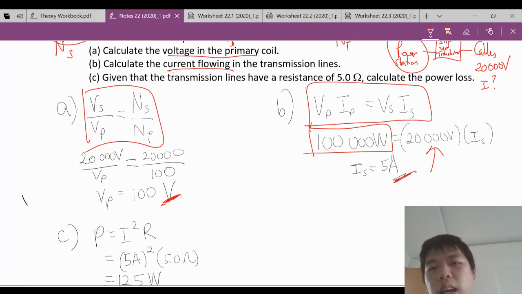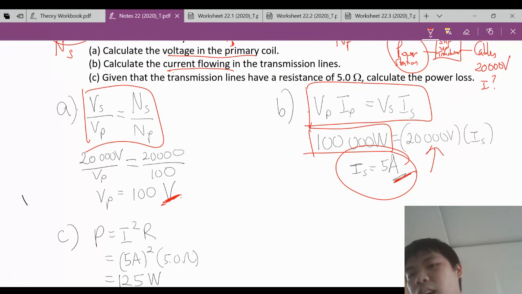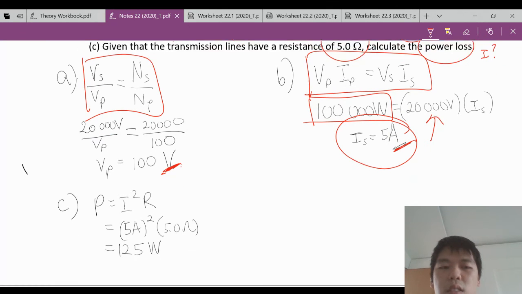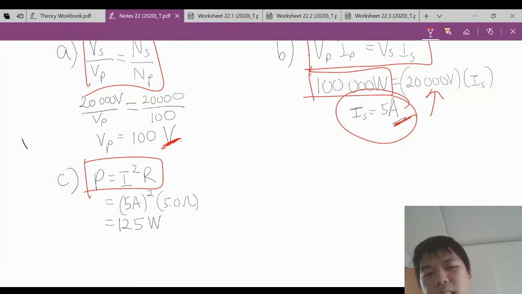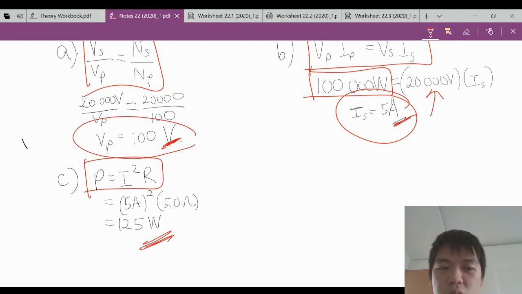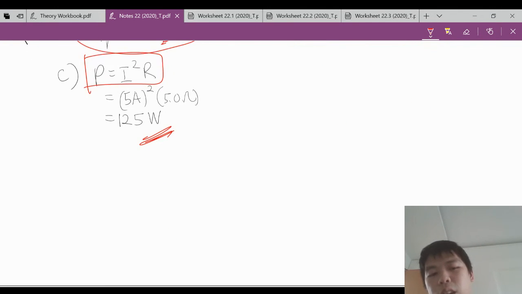So they say, in this case, you know your current. Can you calculate the power loss if you have this current and your cable has 5 ohm of resistance? Using P equals I square R, you can calculate. At the end of the day, only 125 watts is being lost. But if you do not step up and reduce the current, and you use this voltage here, your current will be very high, and your power loss will also be much higher. Okay, you can do the calculation if you want.